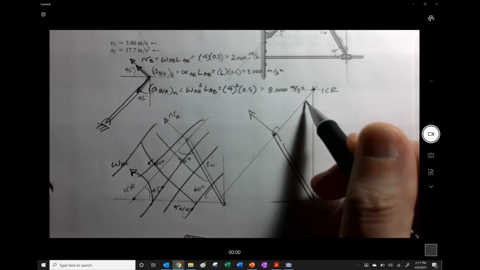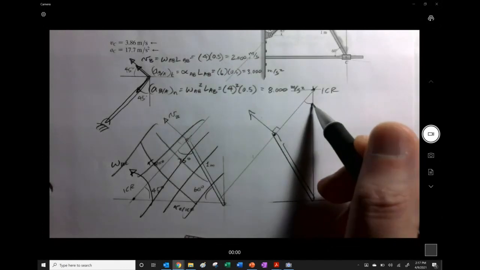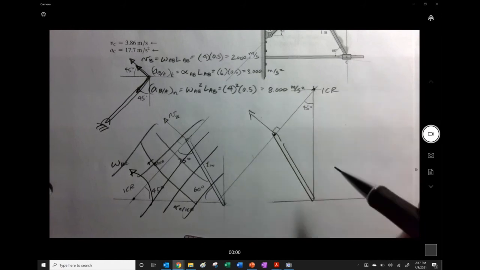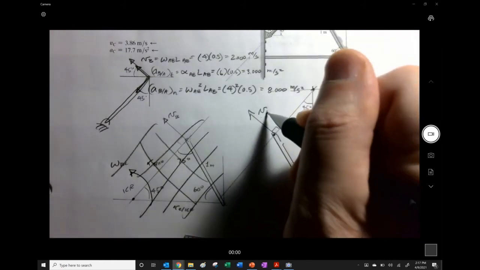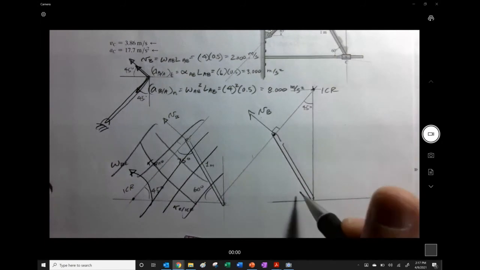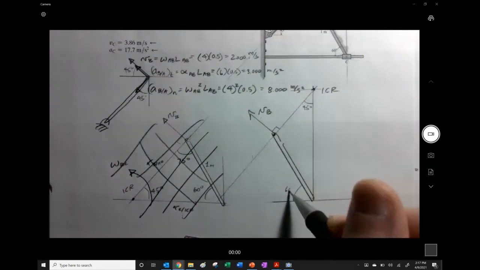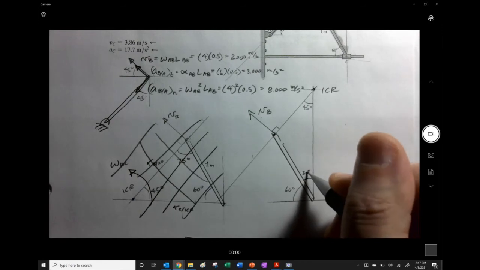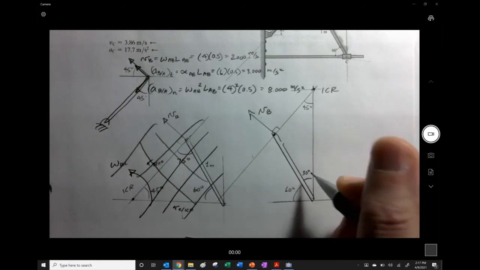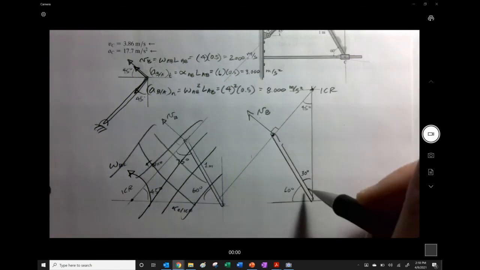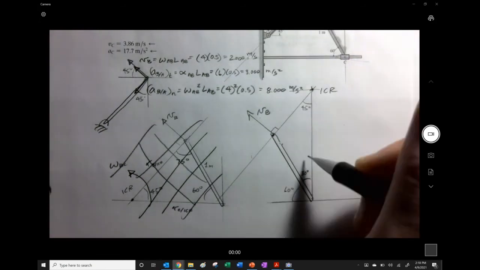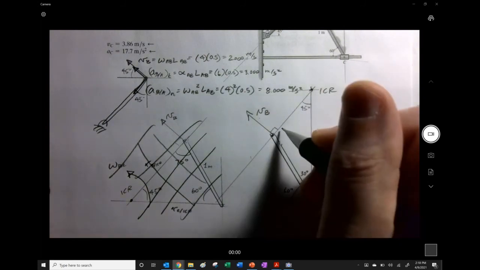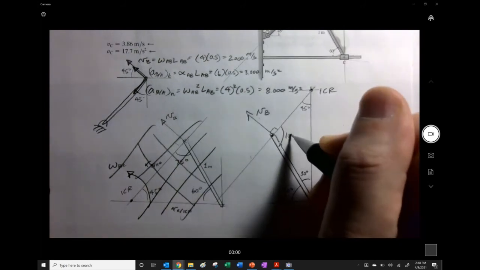This should be 45 degrees right here, right? Yeah, it's got to be 45 degrees. And here is our VB. So if this is 60 degrees, this has to be 30 degrees. And if that's true, then 30 plus 45 is 75, right? So this has to be 105. Am I getting this right?